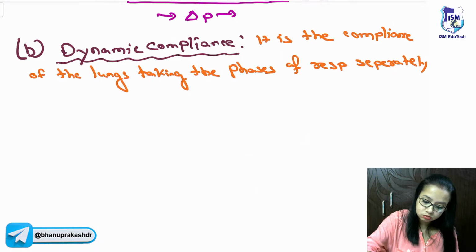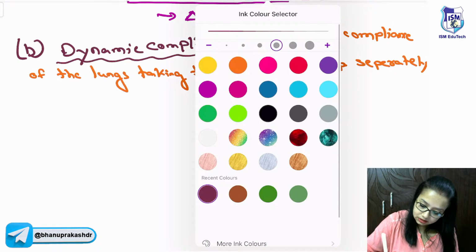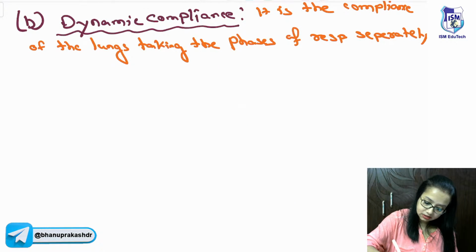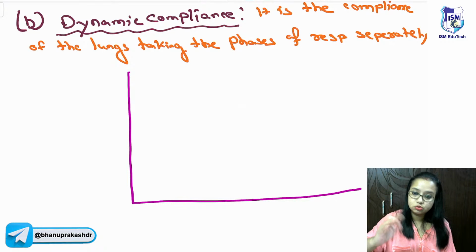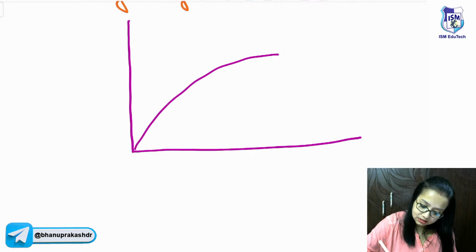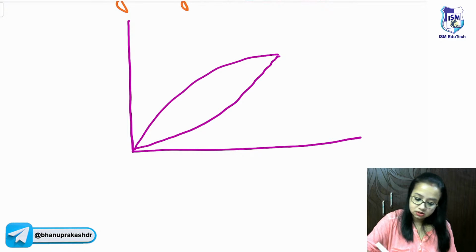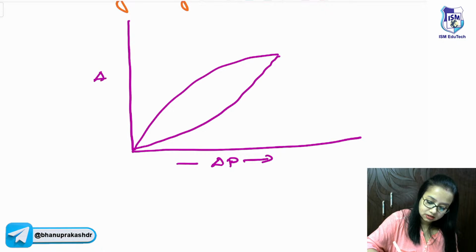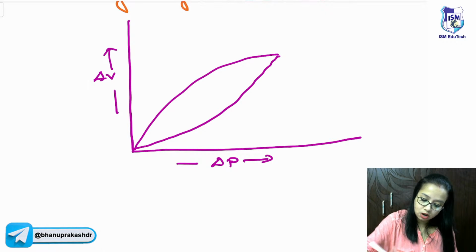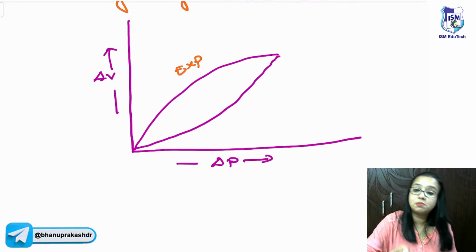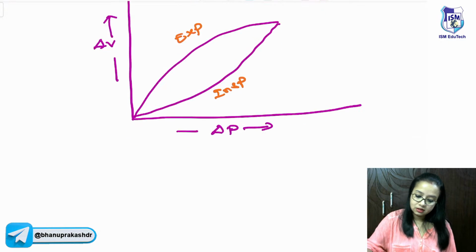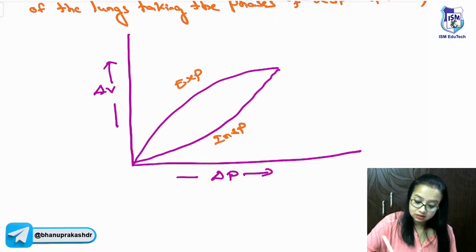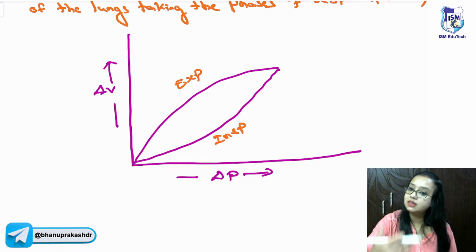So since we are taking these two phases separately, here the curve will be something like this, because two phases are there. So we will get one like this and another like this. Again, this is the pressure scale and this is the volume scale. The one above is the compliance that we get during expiration, and here this is inspiration. How much the lung has expanded during inspiration is different from how much it expanded during the expiration, right?